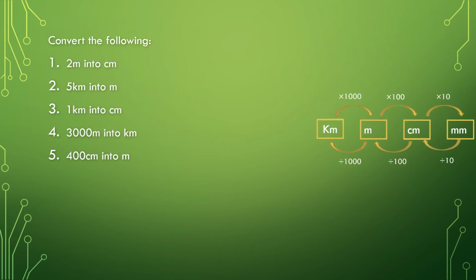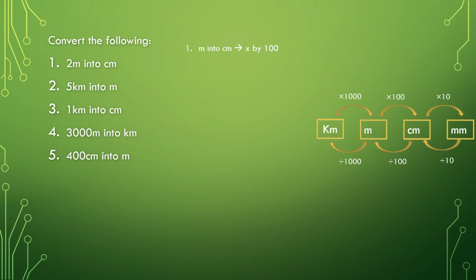Okay, so convert the following. We are going to look at changing 2 meters into centimeters, 5 kilometers into meters, 1 kilometer into centimeters, 3,000 meters into kilometers, and 400 centimeters into meters. And what we've done is we've copied and pasted our little conversion chart to try and help us with these questions. So, question 1, I want to go from meters into centimeters.